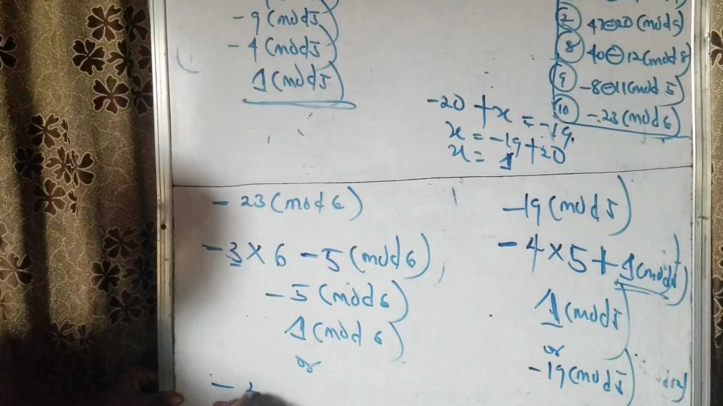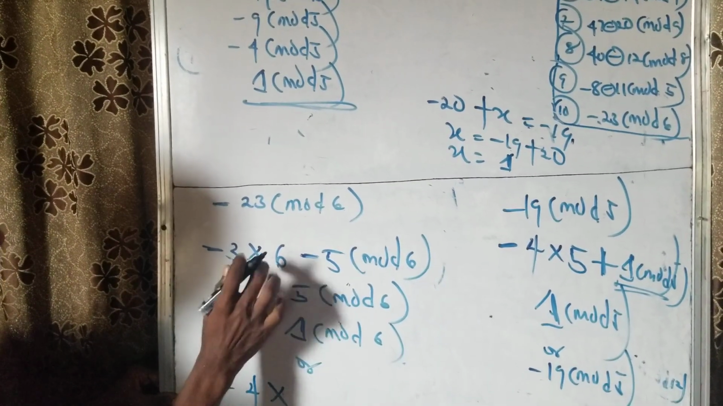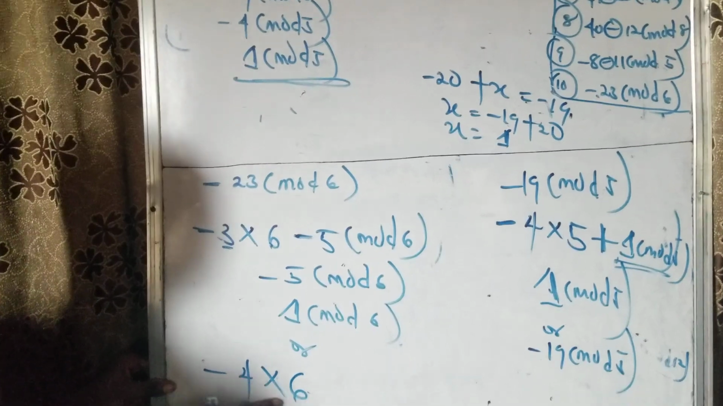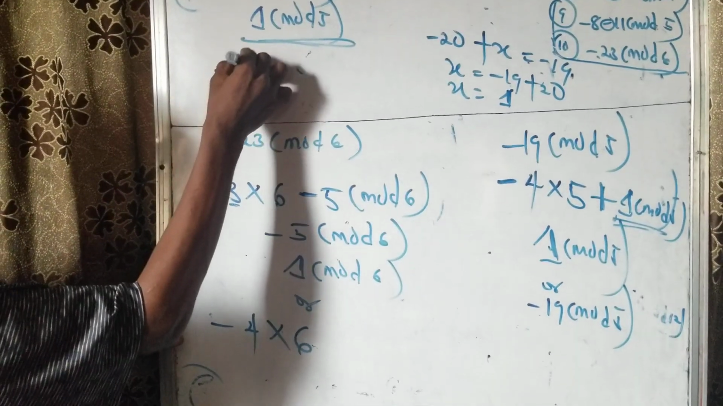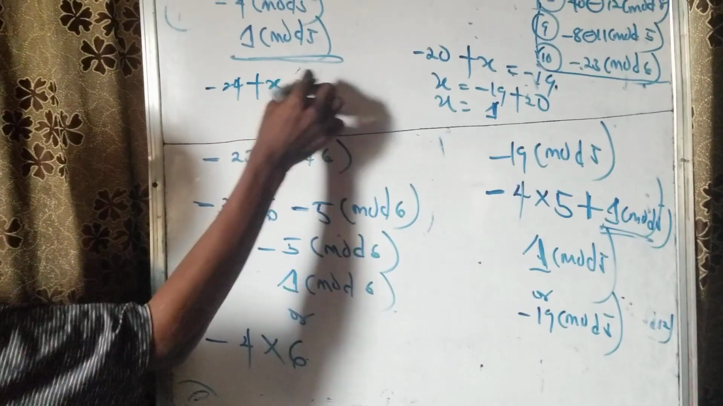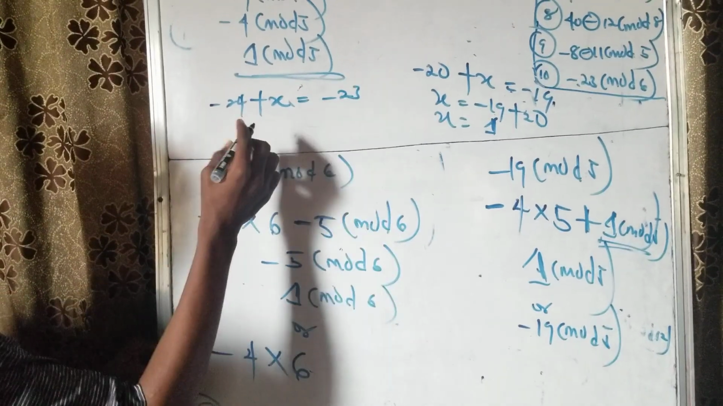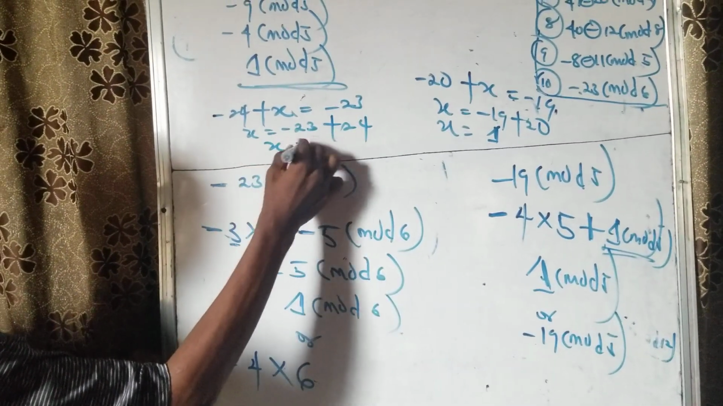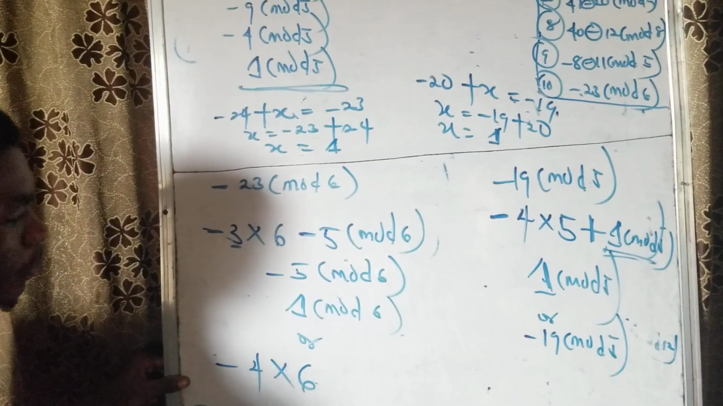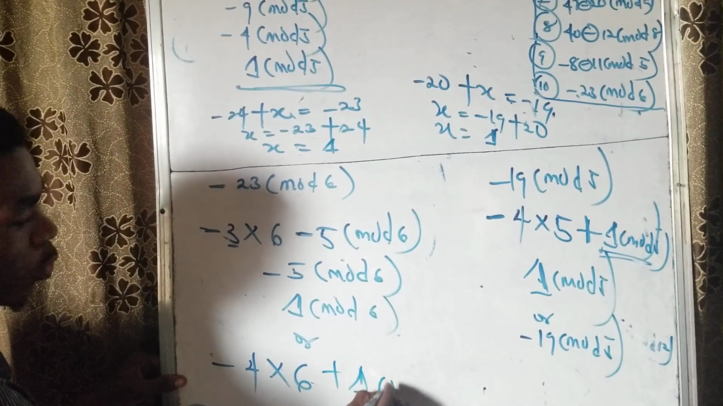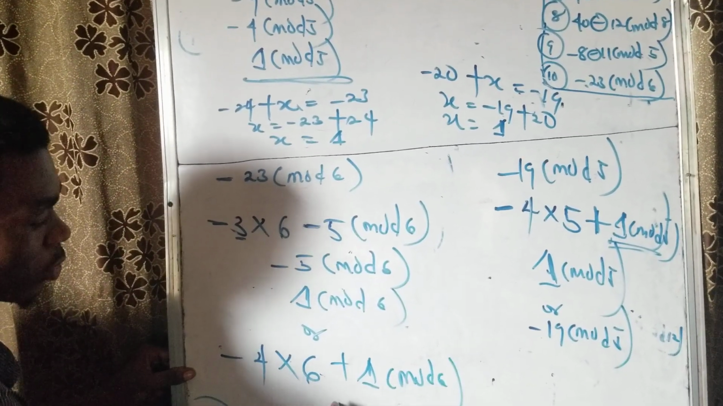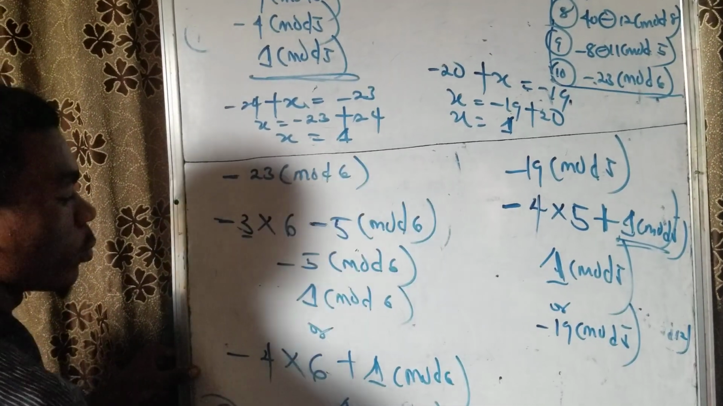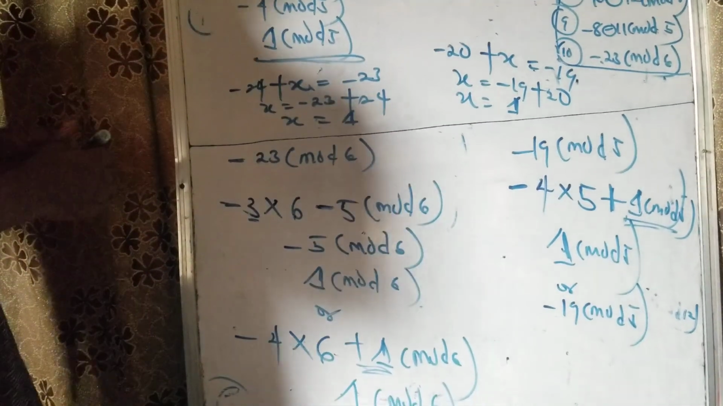So I'll be using minus 4 multiplied by the mode, which is 6. So minus 4 times 6, that's minus 24. So minus 24 plus x equals minus 23. So x equals what? Minus 23 plus 24. So what is x? x equals 1. So here there will be a remainder of 1 mod 6. So in the long run, we'll have our answer as 1 mod 6, because we must always have a positive number in modular arithmetic.